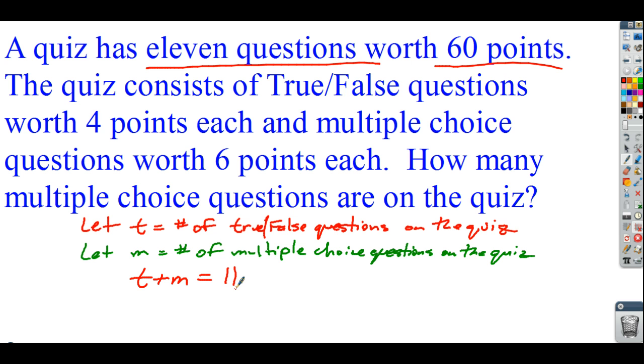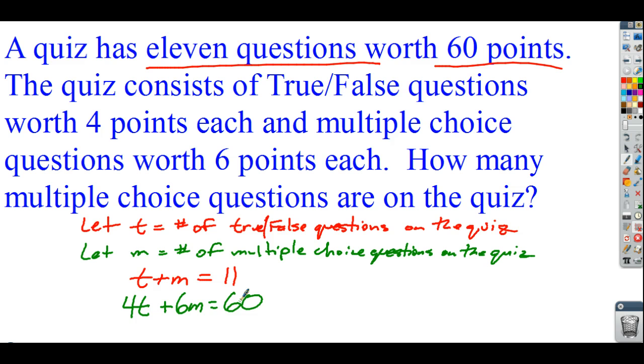All right, next. Well, there are 60 points, right? So I knew that the 11 questions is the total number of questions. 60 points is the total of points. So how do I find the value of each question? Well, a true false question is worth 4 points. So 4t will represent the total number of points for all of the true false questions. And 6m will equal the total number of points represented by the multiple choice questions. Okay, and I know that together that's going to equal 60 points.